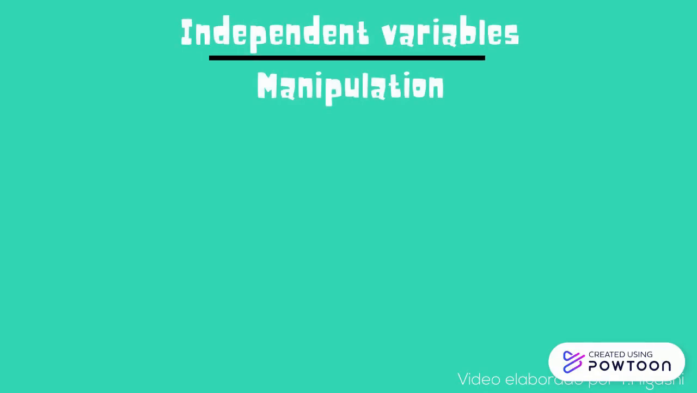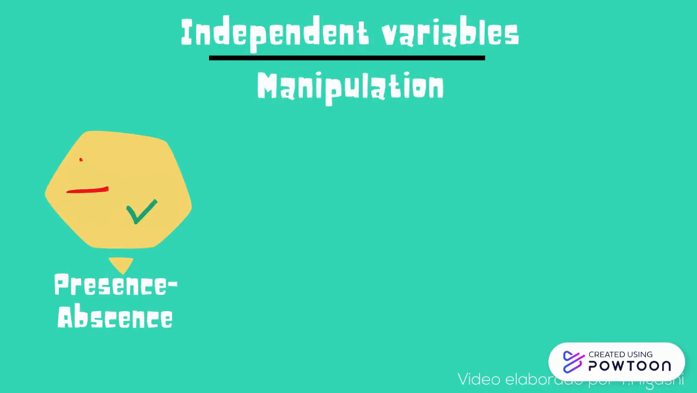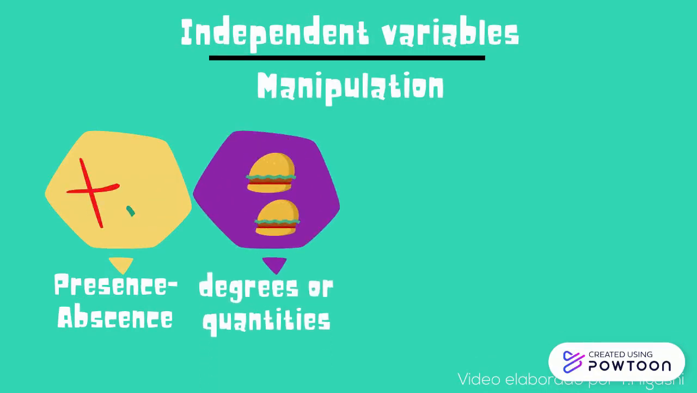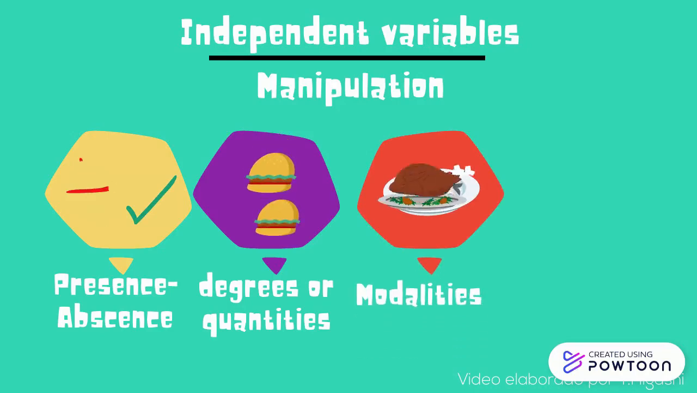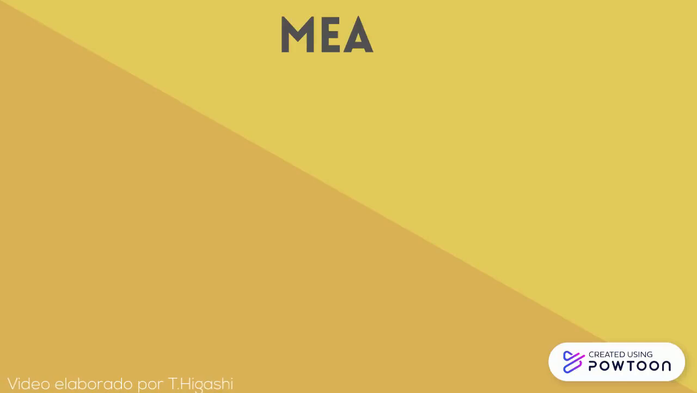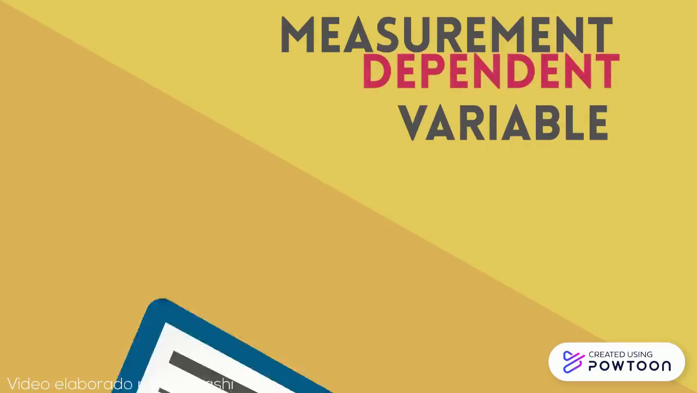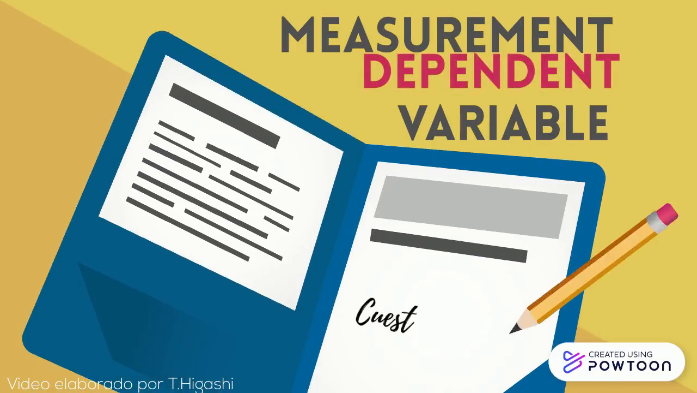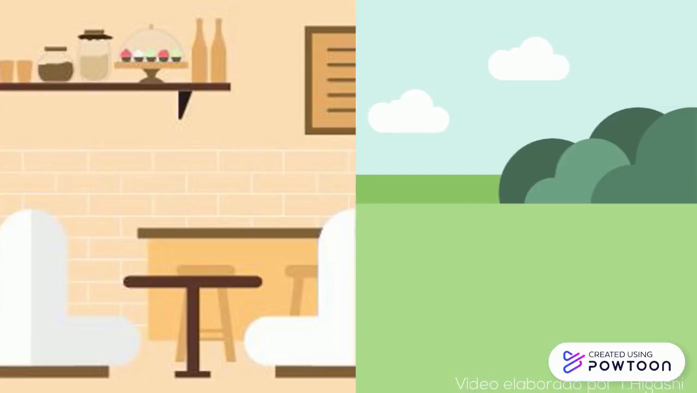Independent variables can be manipulated in several ways. 1. Presence-absence. 2. Variation in degrees or quantities. 3. Modalities. 4. Combination of degrees and modalities. The measurement of dependent variables shall be according to the type of variable and the instrument designed for this purpose.